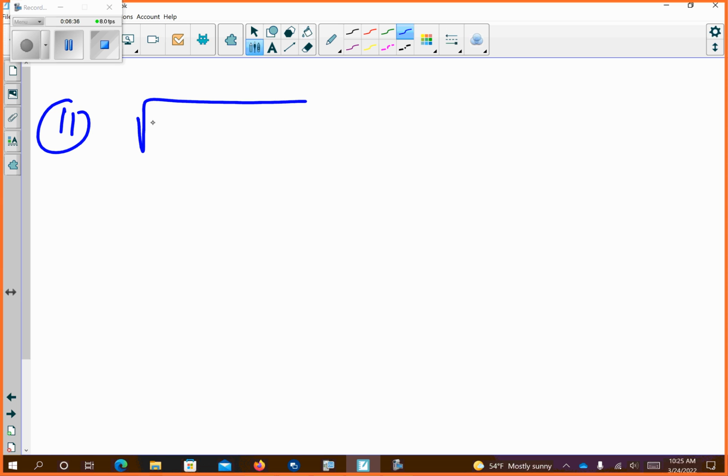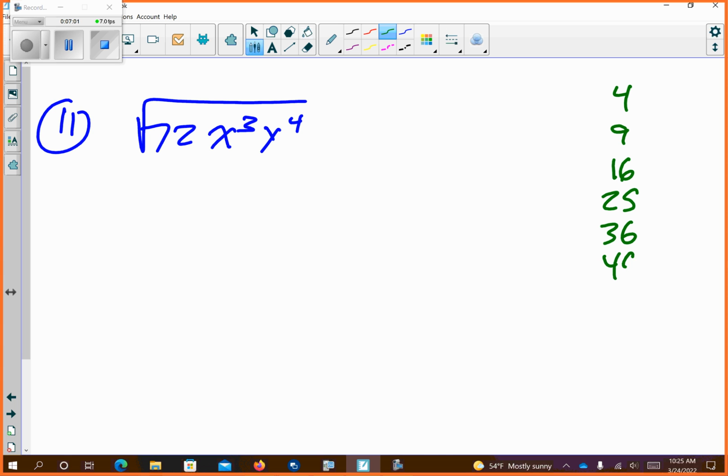Number 11, I have root 72, x to the 3rd, y to the 4th. Let's list some perfect squares. Why am I not listing 1 as a perfect square? I don't need to. If you list it, it's fine, but 1 times whatever the number is will work, and we're not worried about that. So 1, 4, 9, 16, 25, 36, 49, 64, 81. That should be enough. So 72 falls about there.